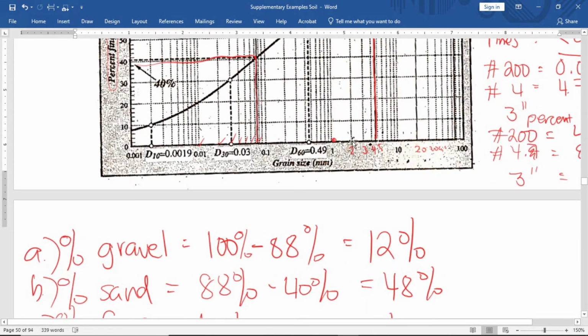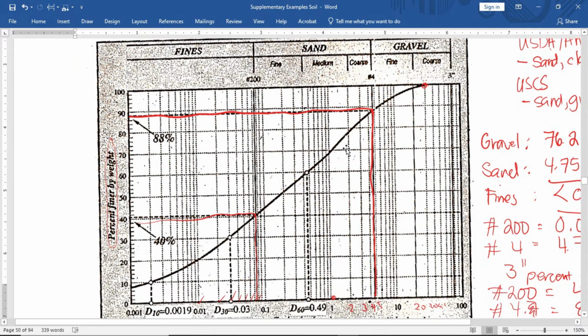Simple lang, hanapin natin yung 60% finer. So, ito yon, 60%. Yan lang natin hanggang tumama sa curve natin. Kung saan tumama, tapos ibaba lang natin, kasi hanapin natin yung diameter. So, 0.49. Kasi ito ay 0.1, ito ay 0.2, 0.3, 0.4, tapos 0.5. So, ang D60 natin is 0.49.